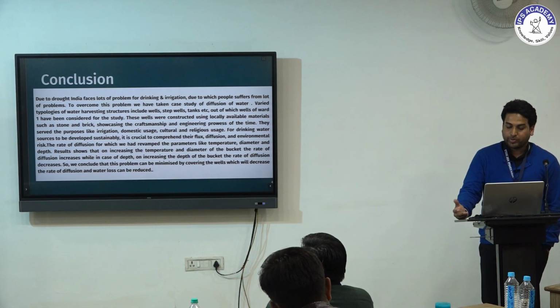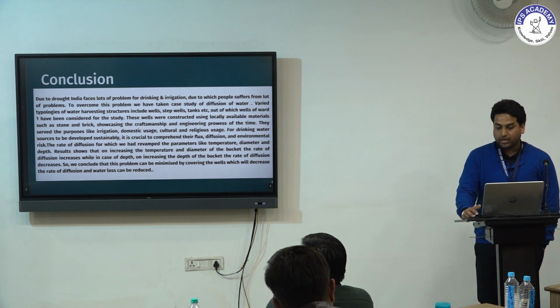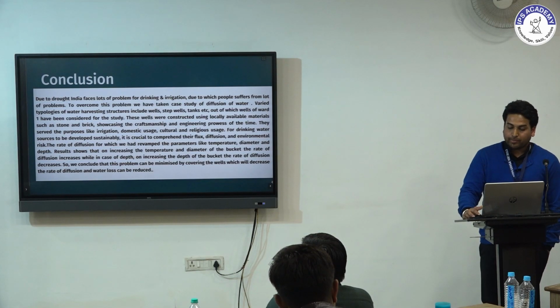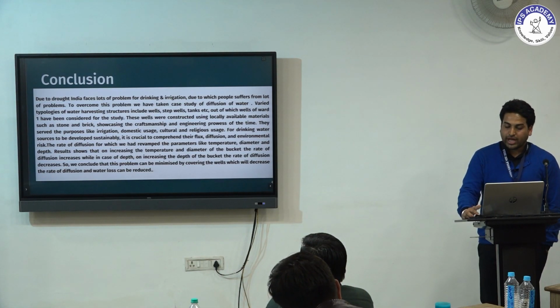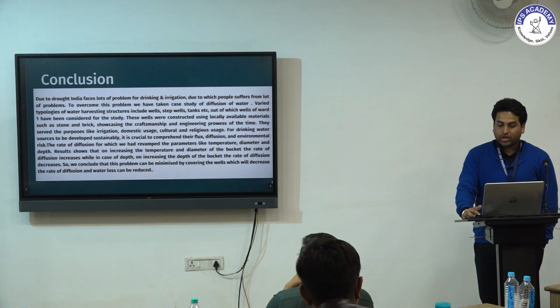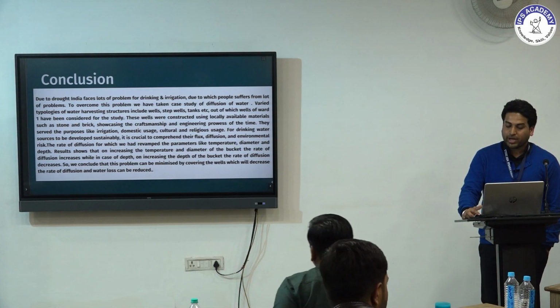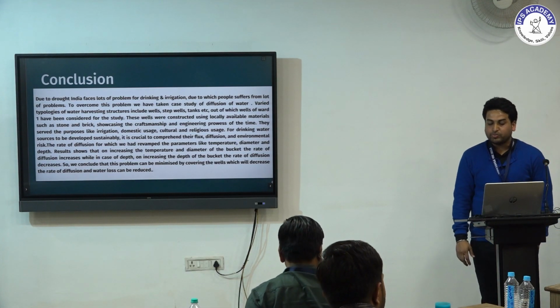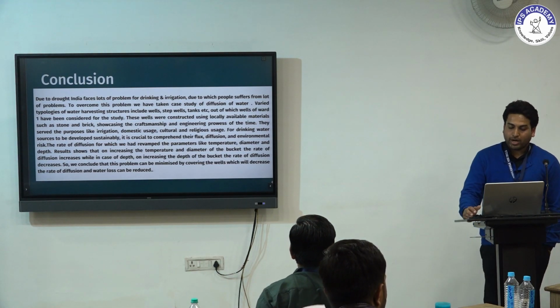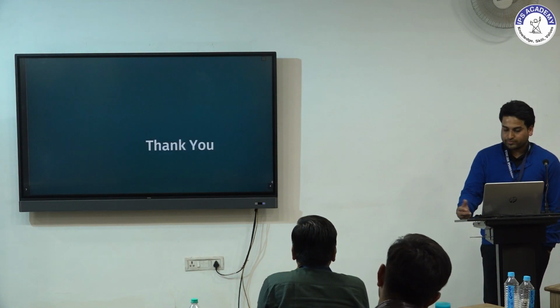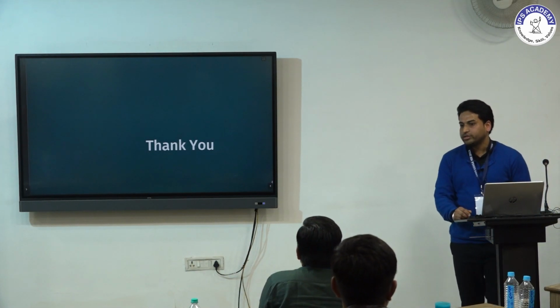For the rate of diffusion, we varied parameters like temperature, diameter, and depth. The result is that on increasing the temperature and diameter of the well, the rate of diffusion increases. On increasing the depth, the rate of diffusion decreases. So we conclude that the problem can be minimized by covering the wells, which will decrease the rate of diffusion and reduce water loss. So this is a general review regarding this topic. Thank you.